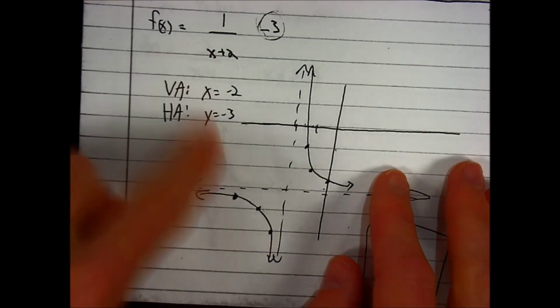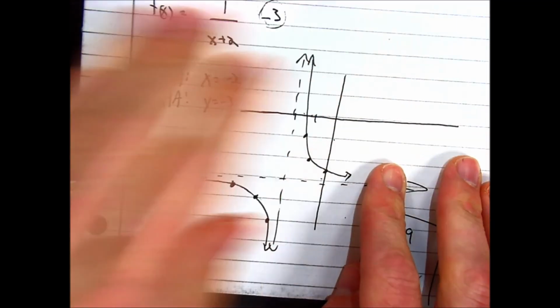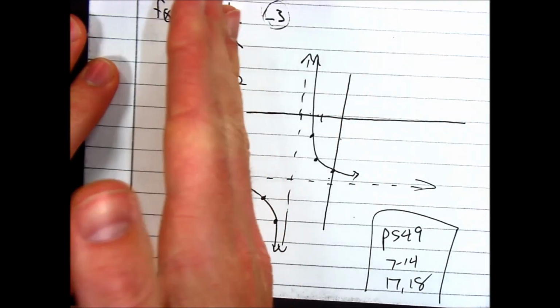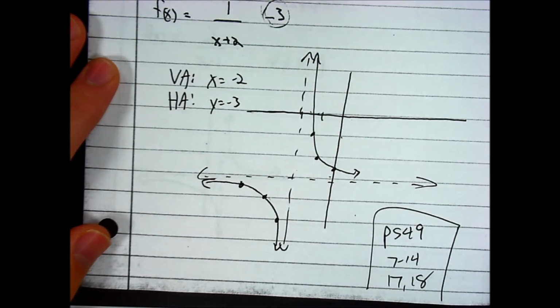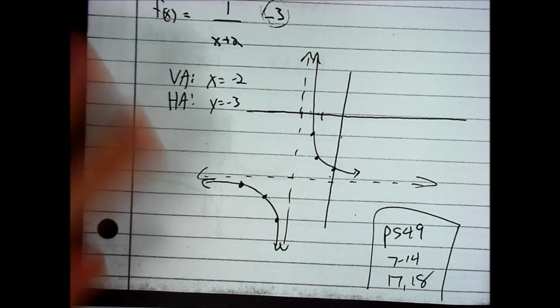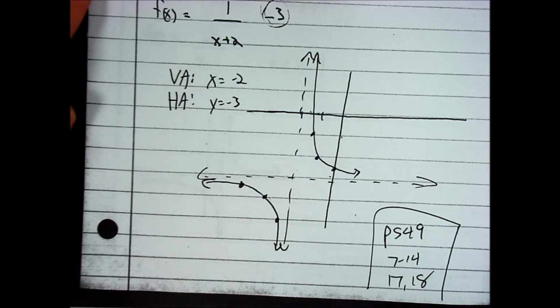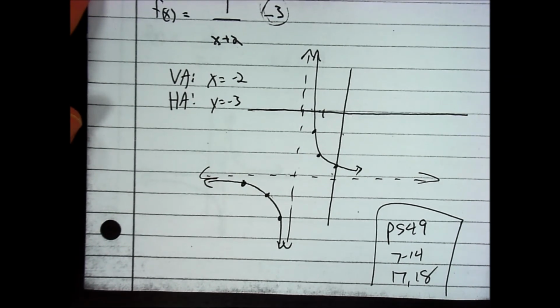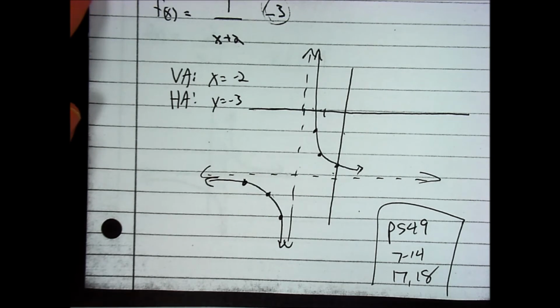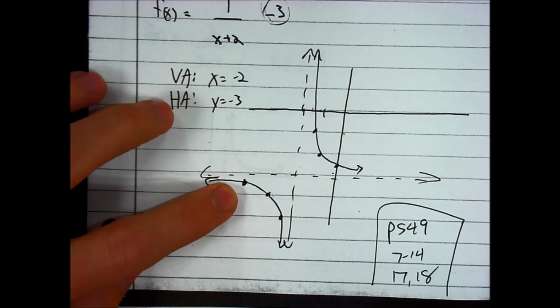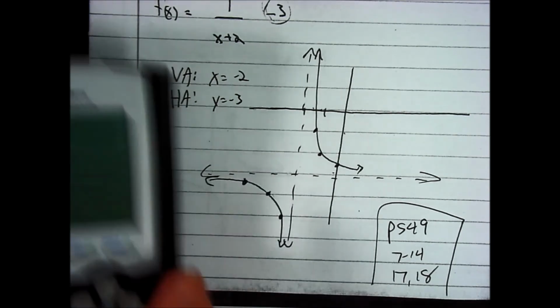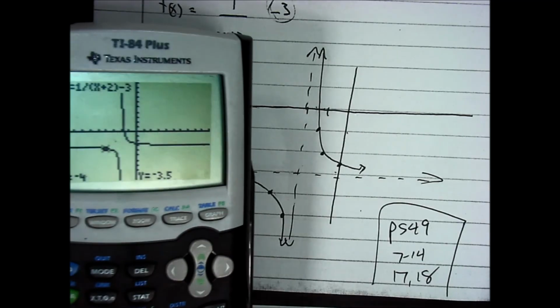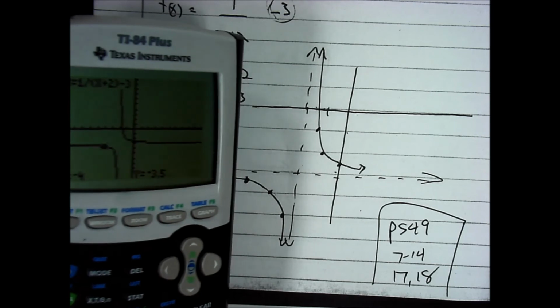Again, our vertical asymptote's at negative 2. So just to this side of negative 2 would be negative 2.5. Negative 2.5 would give me negative 5. Negative 3 would get me negative 4. And then if I try negative 4, it gets me negative 3.5. Okay, and we can see we have a pretty good representation here.